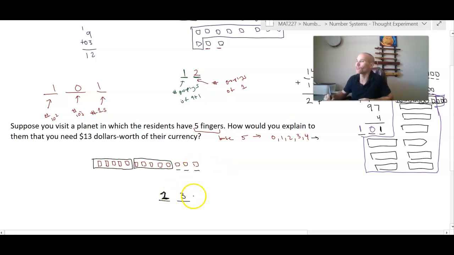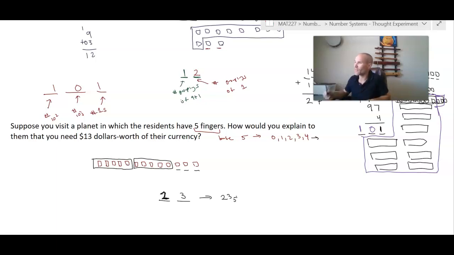So the number 2, 3 is what we would call base 5, and sometimes you would see this written as 23 or 2, 3 base 5. You should say 2, 3 because 23 is an integer, and this is in a different base system. So we would just say that this is the number 2, 3.